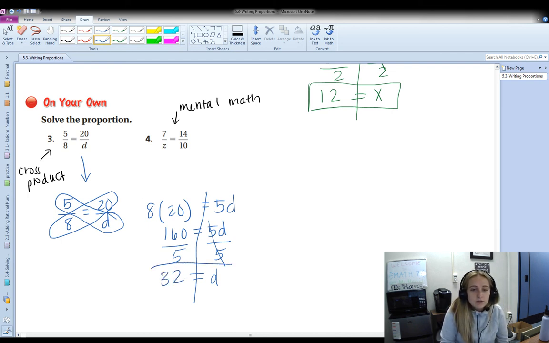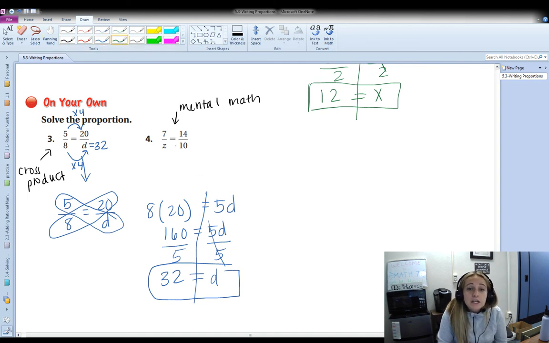Okay, so I know that D equals 32. To check our work, we could use mental math. 5 times what equals 20? Well, 5 times 4. And then check: does 8 times 4 equal 32? Yes, it does. So we know we're correct.